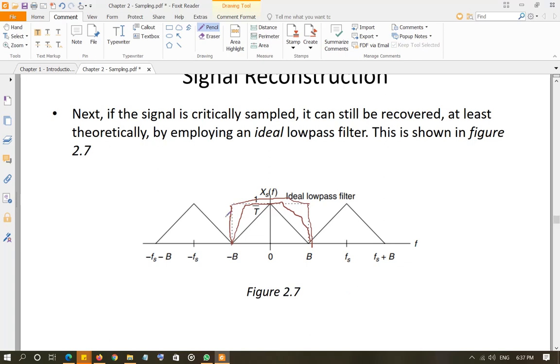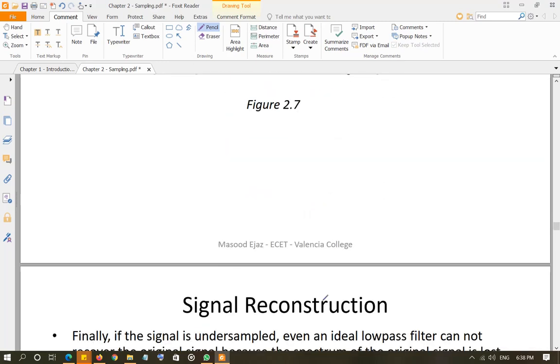Even if you want to use a practical low pass filter, there is still a little possibility, as I showed you. It can go up like this and then down like this, but it's not that easy to create a practical low pass filter such that you can end it exactly at negative B and positive B. Generally the shape of the practical low pass filter is something like this. So it will leak over to the next instance because they are adjacent to each other. But at least ideally you can still recover the original spectrum, hence you can recover the signal.